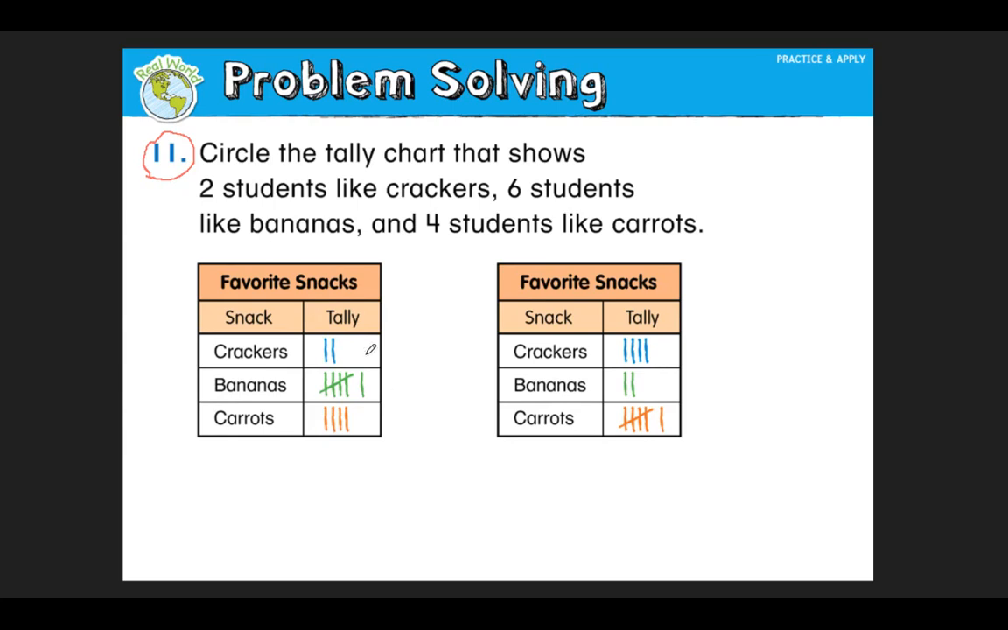So let's see. The title of both tally charts is Favorite Snack. Now in one column I have the favorite snacks, and the other column I have a tally for each vote. Now let's see, which one of these tally charts do you think shows 2 people that liked crackers, 6 people that like bananas, and 4 people that like carrots? Pause the video and circle the tally chart you think is correct, and then play the video to find out the answer.